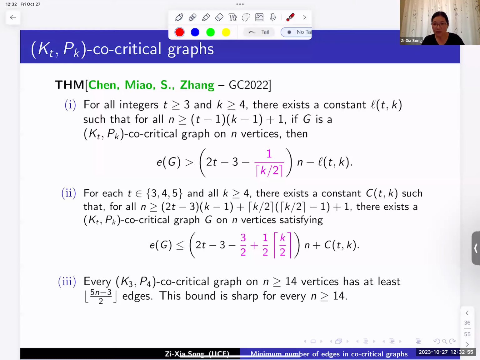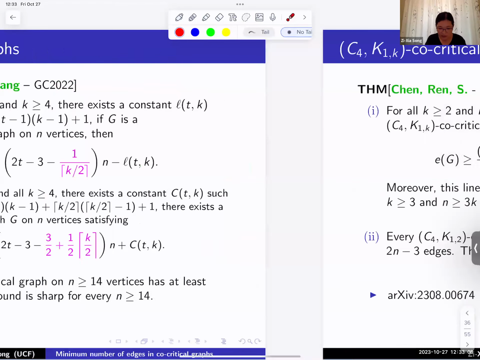I was surprised that this characterization was open when I came to work in this area. I didn't show you any proof strategy yet. I will tell you in a little bit.